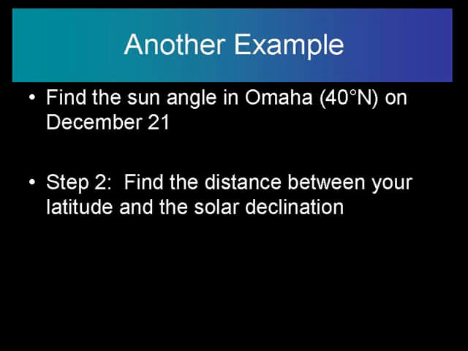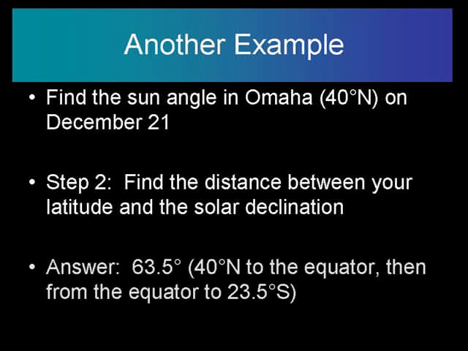Step 2. Find the distance between your latitude and the solar declination. Our latitude was 40 degrees north, the solar declination was at 23.5 degrees south, so the distance between 40 degrees north and 23.5 degrees south is 63.5 degrees. You need 40 degrees to get to the equator, and then another 23.5 degrees to get to the Tropic of Capricorn.